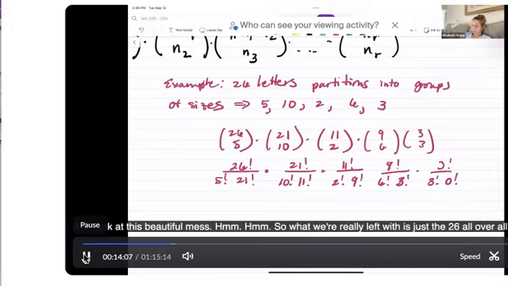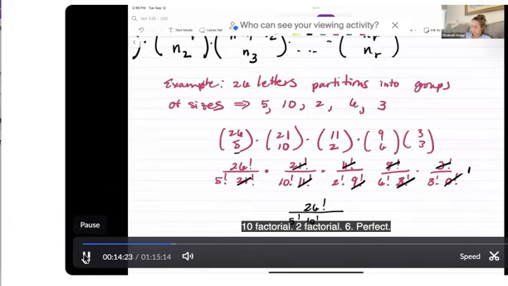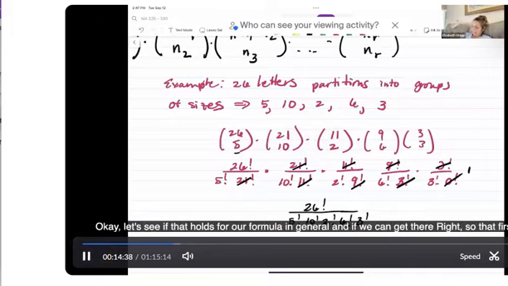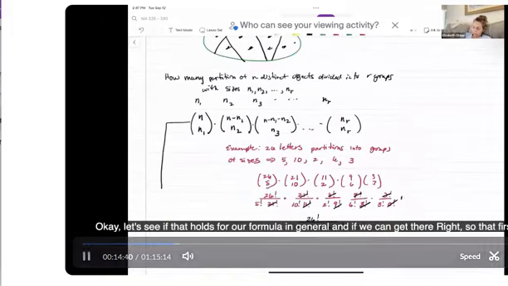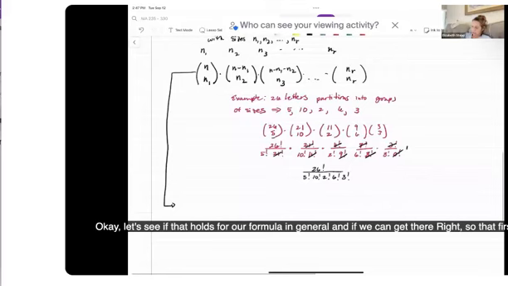And look at this beautifulness. What we're really left with is just 26 factorial over all the pieces: 5 factorial, 10 factorial, 2 factorial, 6 factorial, 3 factorial. Okay, let's see if that holds for our formula in general and if we can get there.